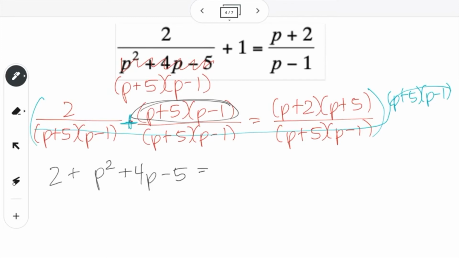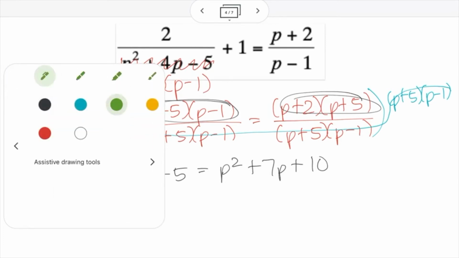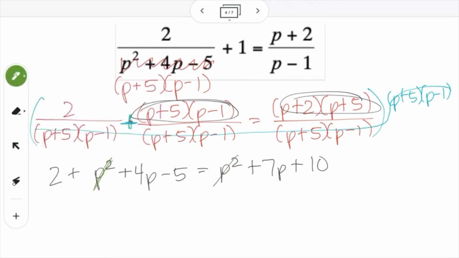Gives me p squared plus 4p minus 5. And then multiplying this out, I get p squared plus 7p plus 10. If I look at this, what I notice is that my p squareds really just cancel, because if I minus p squared from both sides, that would work. And then I combine my like terms. So this gives me really a linear equation to solve.